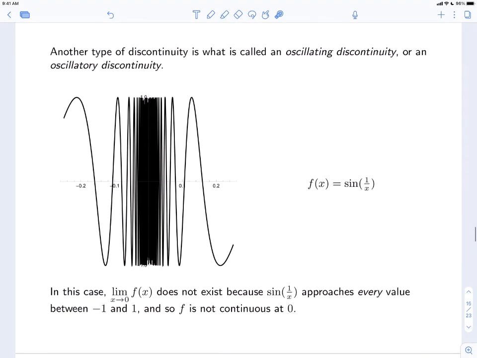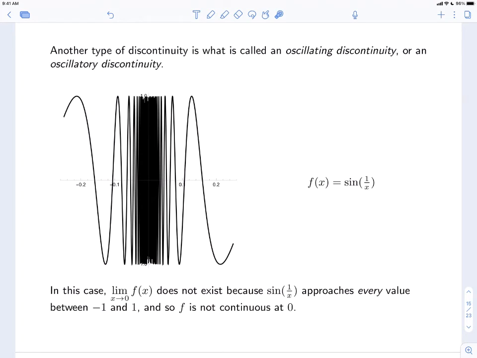Another type of discontinuity is what is called an oscillating discontinuity or an oscillatory discontinuity. This is the type of discontinuity you get when the function just oscillates out of control. So for example, f at x equals sine of 1 over x. Notice that x equals 0 is not in the domain of this function because it's not in the domain of 1 over x. So we can't just plug in x equals 0. So that's not in the domain.